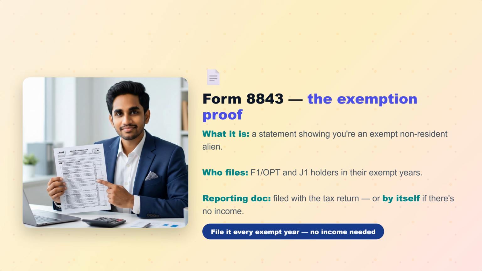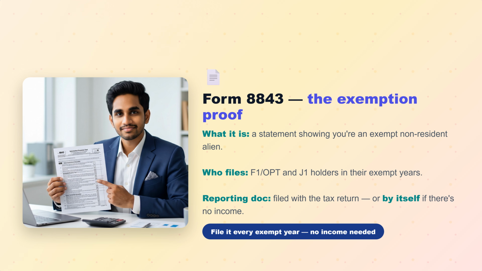Let's zoom in on Form 8843. What is it? It's a statement showing you're an exempt non-resident alien. Who files it? F1, OPT, and J1 holders during their exempt years. And here's the key. It's filed with your tax return if you have income, or it's filed all by itself if you have no income at all.